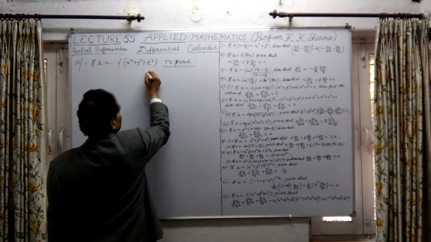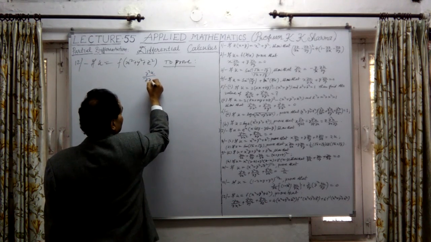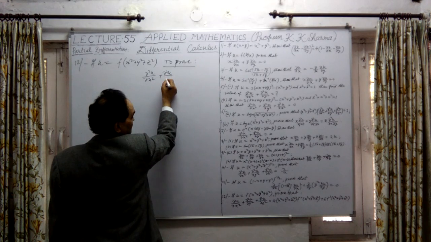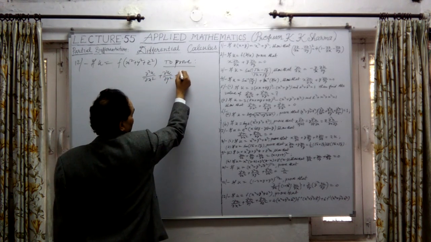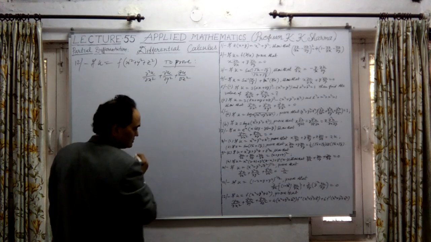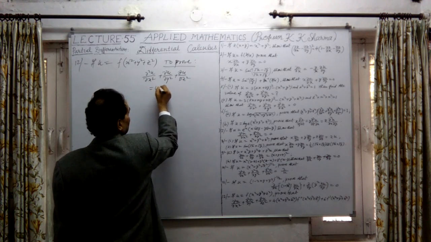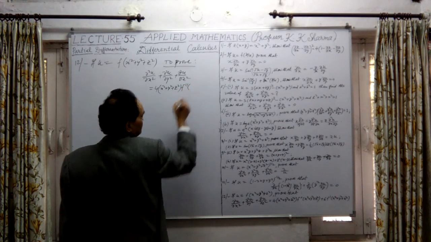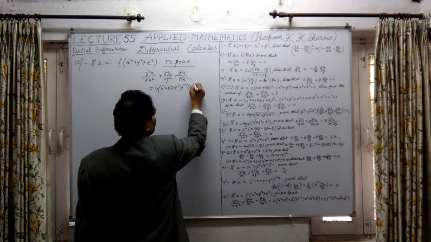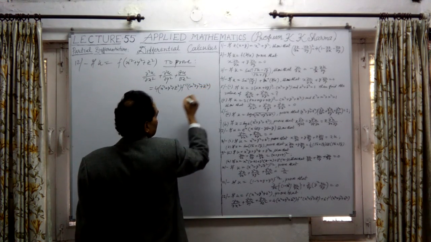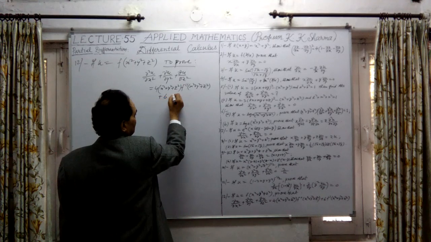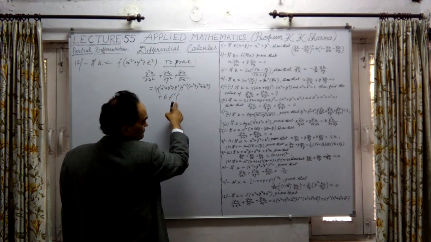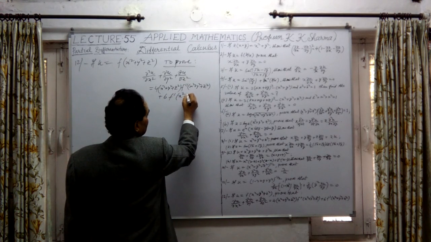Then to prove that del square u upon del x square plus del square u upon del y square plus del square u upon del z square is equal to 4 into x square plus y square plus z square into f double dash of x square plus y square plus z square, plus 6 times f dash, the first derivative of x square plus y square plus z square. This we have to prove.